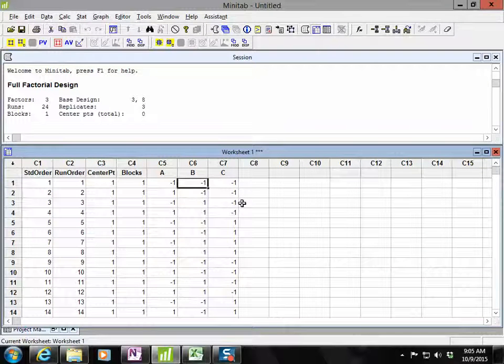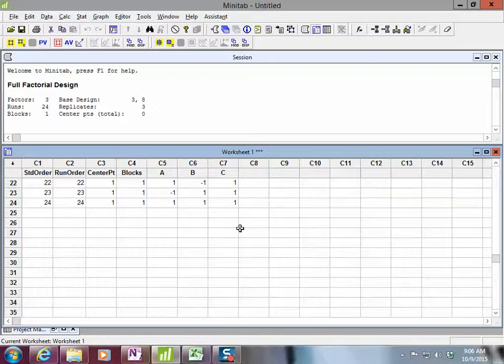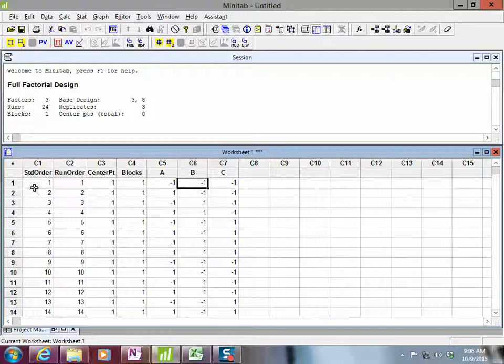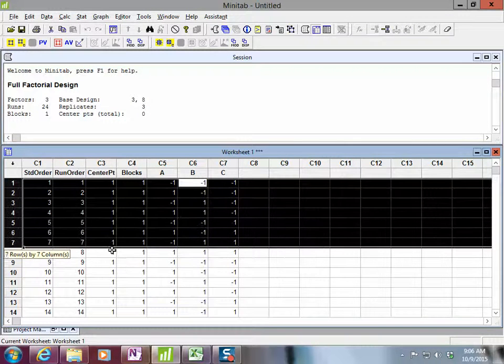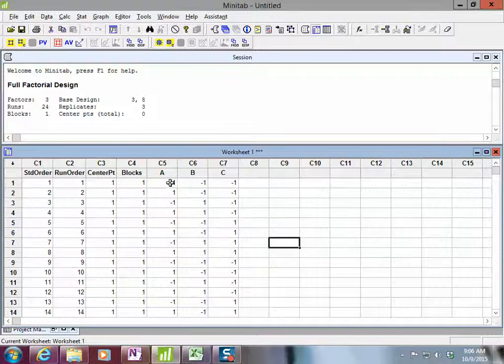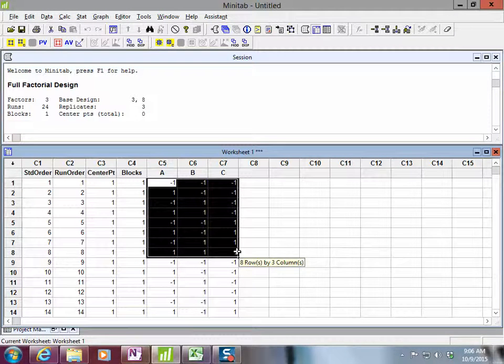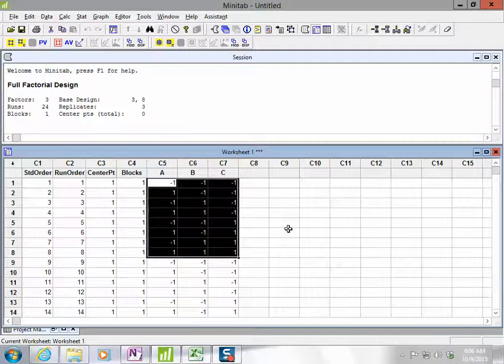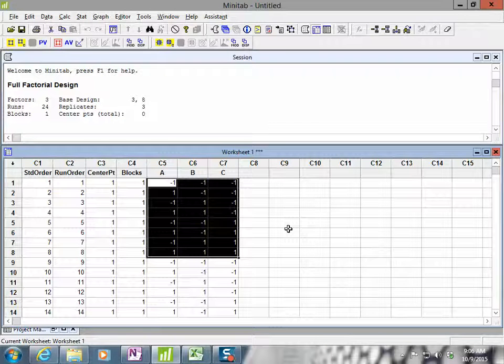And so notice one thing. I had 3 replicates, and it just put them 24 runs all the way down. And if you notice, the first 8 runs, I'll just do it this way. What I've highlighted, that is 1 replicate of a full factorial design, right? So -1, +1, this is standard order. This is 1 data set. And so then runs 9 through 16 would be the next replicate.